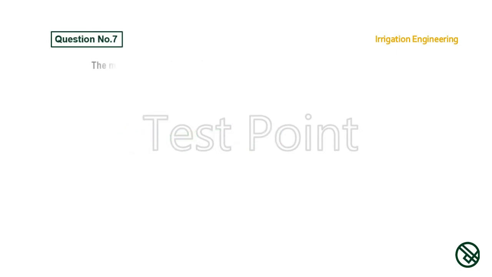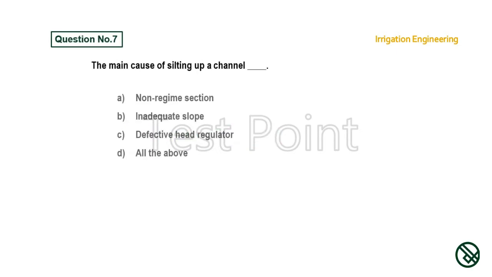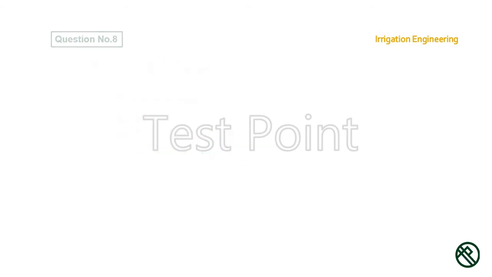Question number 7. The main cause of silting up a channel: Option A, non-regime section. Option B, inadequate slope. Option C, defective head regulator. Option D, all the above. Answer is option D, all the above.